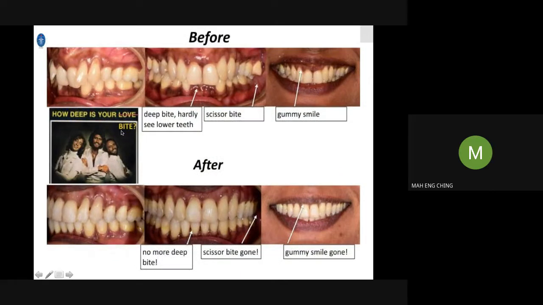Deep bite, I think I told you many times. So with a deep bite, you always check for destruction or any occlusal trauma. Then you check the incisor edge, whether they have attrition. At the same time, you check the soft tissue, whether they have gum recession. And third, you check for mobility of the teeth, whether any tooth is mobile because of the heavy force.